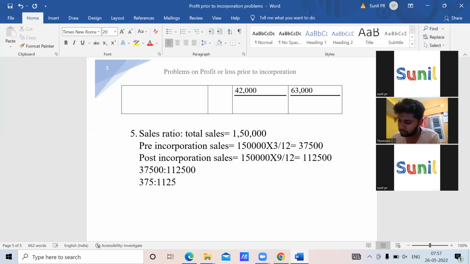Further, if you want to simplify, 375 and 1,125 will go by 25, I think. Sir, you need not, we can do it directly now. Yeah, 375 is to 1125 only, you can do it. No problem. So that is our sales ratio. Okay, sir. So now we have to classify all the things, and which belong to sales and time ratio. Correct, sir? Yes.